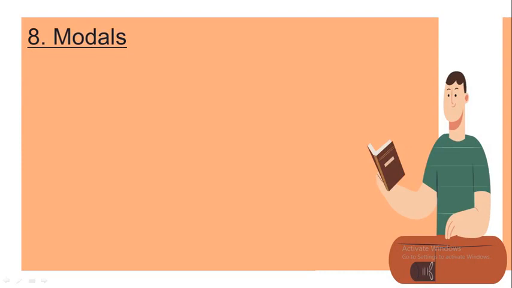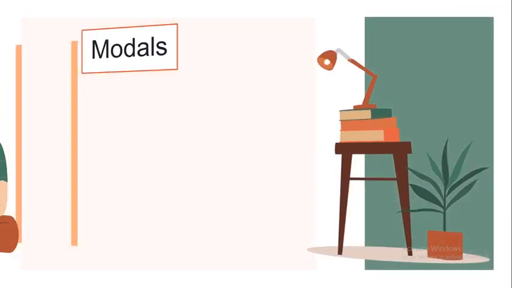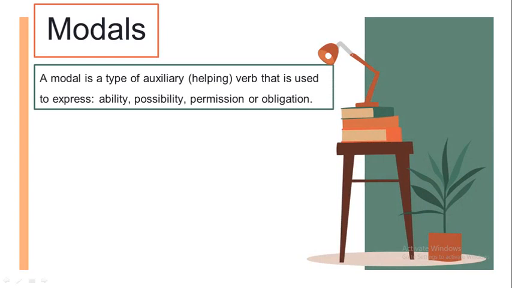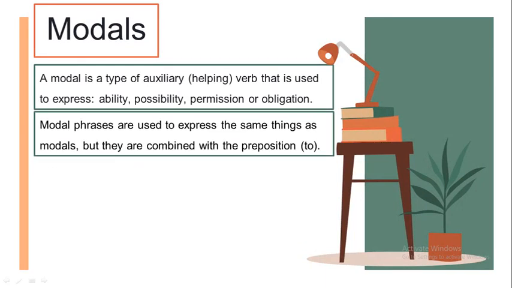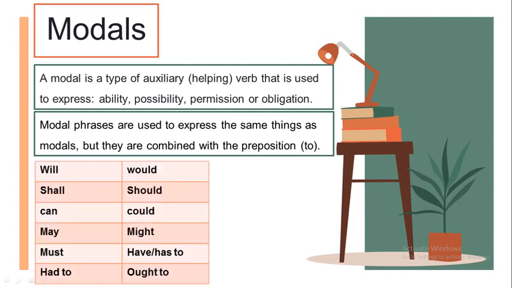But first, do you know what we mean by modals? Let's see. Modals are a type of auxiliary or helping verbs that are used to express ability, possibility, permission, or obligation. And also, modal phrases are used to express the same things as modals, but they are combined with the preposition to. The modals are will and would, should, can, could, may, might, and must. And the modal phrases are have to, has to, had to, and ought to. And you have to note that after the modal or the modal phrase, the verb comes in its basic form.